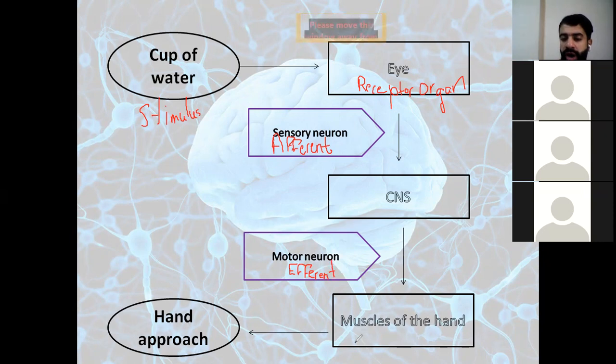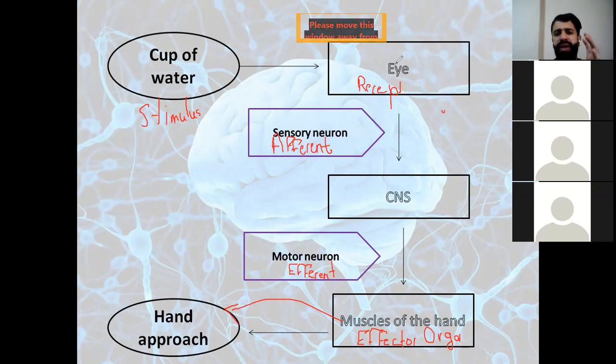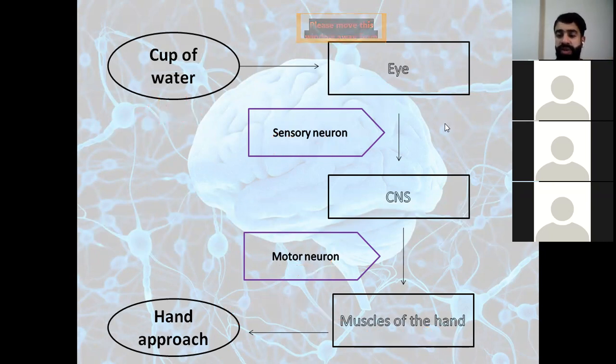Here the muscles are the effector organ, or effectors. The effector organ will carry out the proper decision made through the central nervous system, and will move the hand to hold the cup. So this is an example to understand the concept of this network inside the central nervous system.